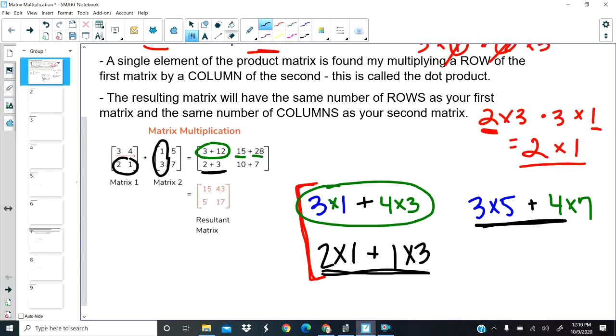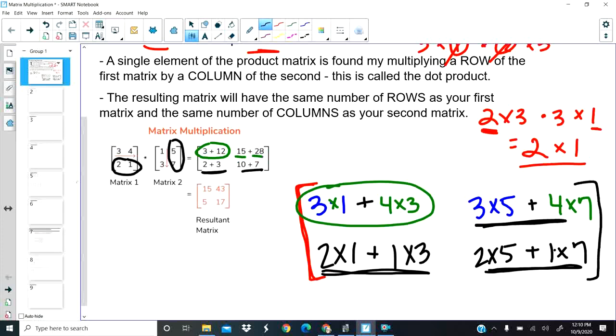And so then the last element that I need to find is for position row 2, column 2. So I'm going to use row 2 from my first matrix times column 2 of my second matrix. So I'm going to have 2 times 5 plus 1 times 7. And so that's where my 10 plus 7 comes from. So then you just have to simplify this whole thing out, and that'll give you your resultant matrix of 15, 43, 5, 17.